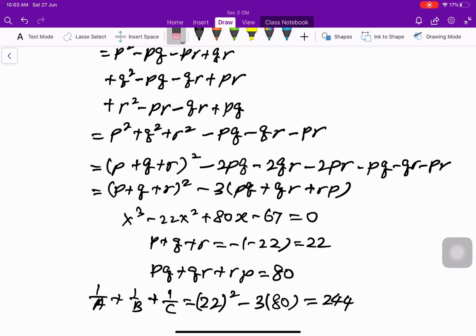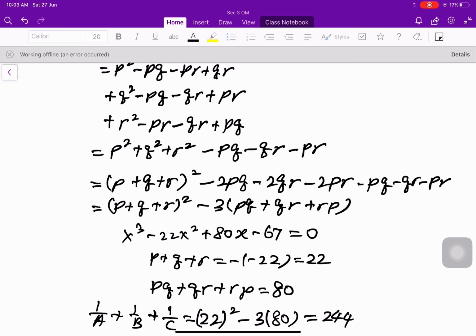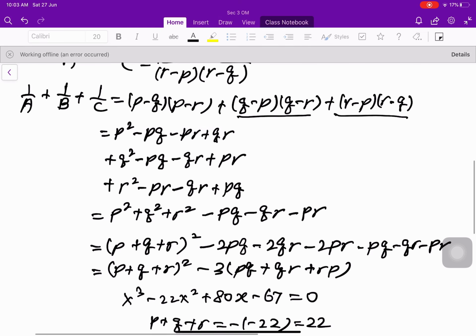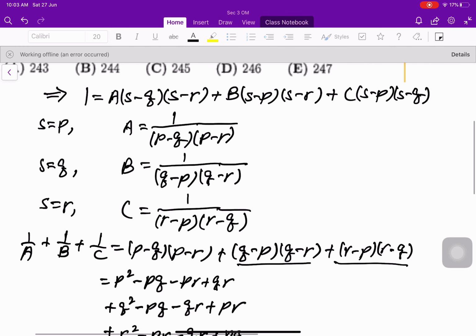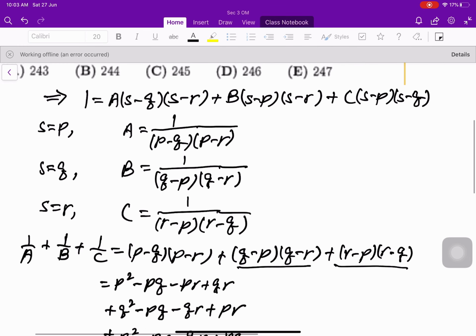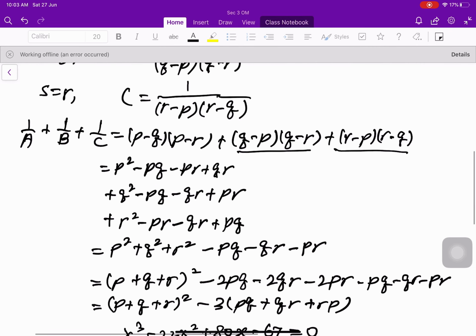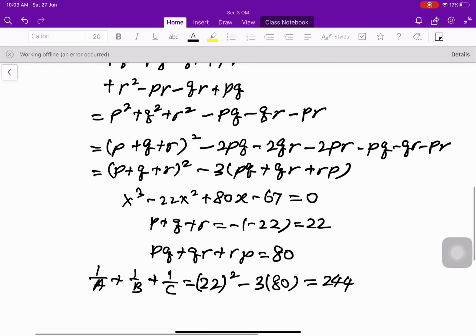Therefore, I think this is really not so difficult. Just be patient and you should be able to get this answer. Therefore, the answer is B, 244. With that, I stop here.